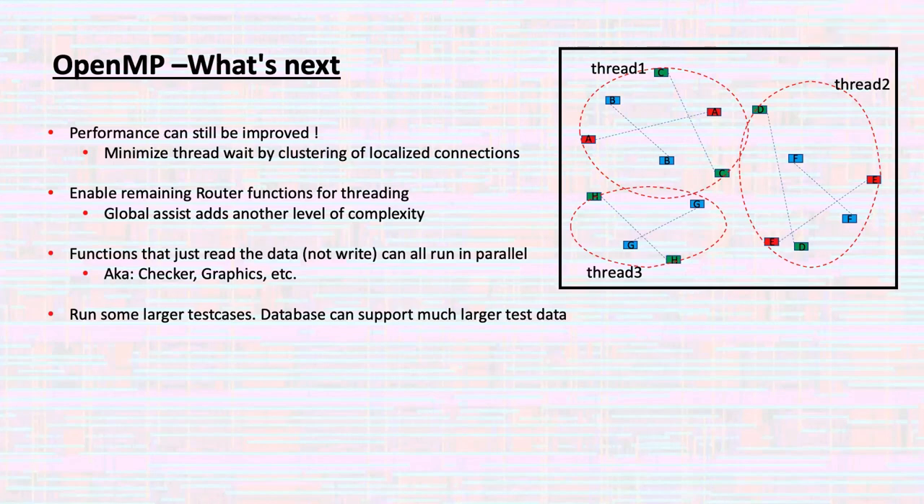So the second bullet here, enable the remaining functions. The 15 minutes to finish up the 1,200 connections just ran on 1 thread. In the near future, I'll enable the rip up and reroute and everything else to use threading. So that 15 minutes will go down to some other number that's much smaller.